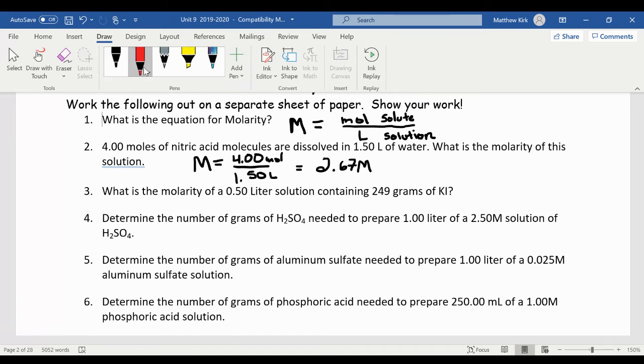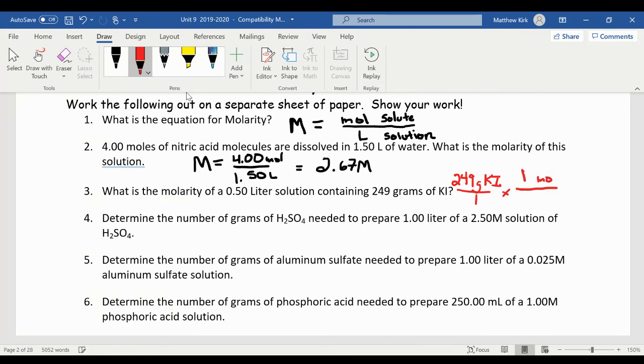And just really quickly here, I'm pressed for time. Let's do number 3 real quick. Number 3 asks, what is the molarity of a 0.5 liter solution containing 249 grams? Oh, grams, but we need moles. So just remember that if we have grams of our solute, we need to change that to moles. By doing our quick little conversion here, we have to use our molar mass of potassium iodide.